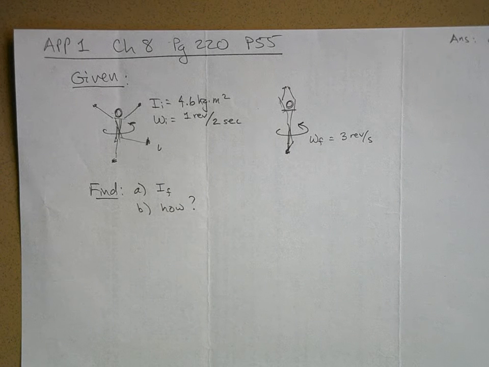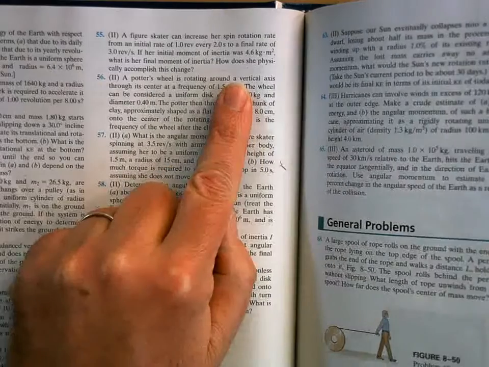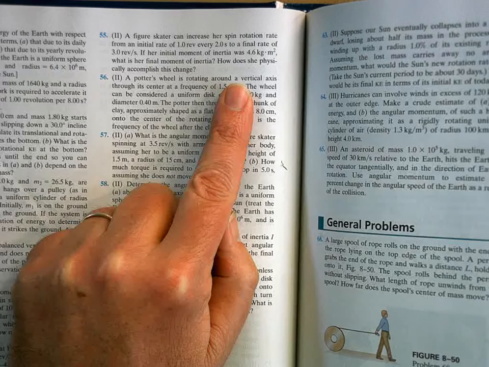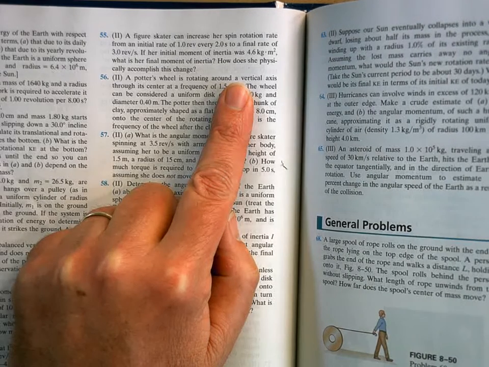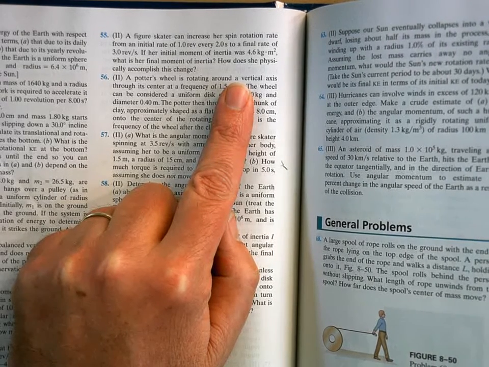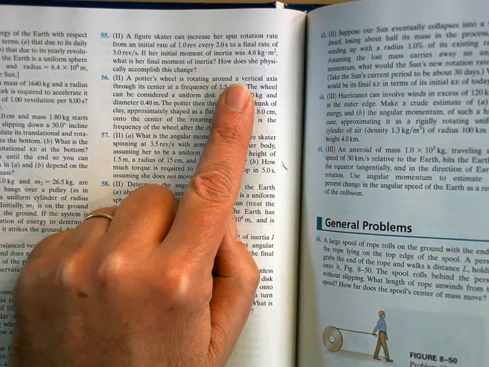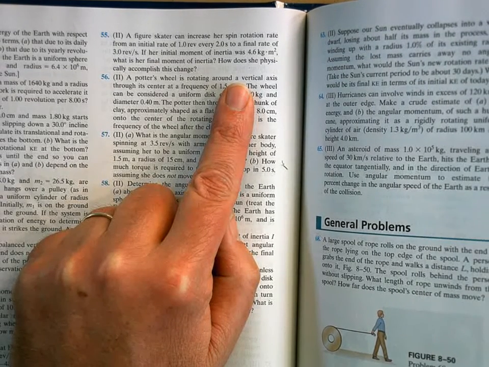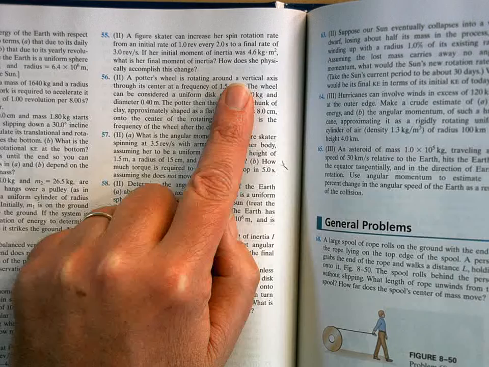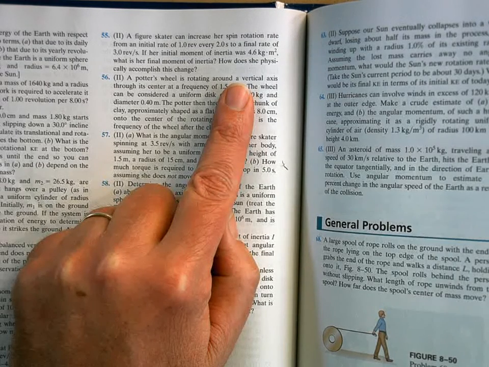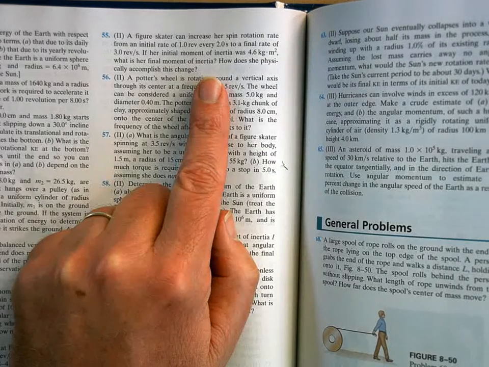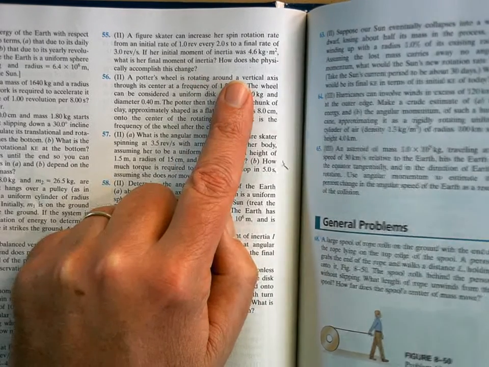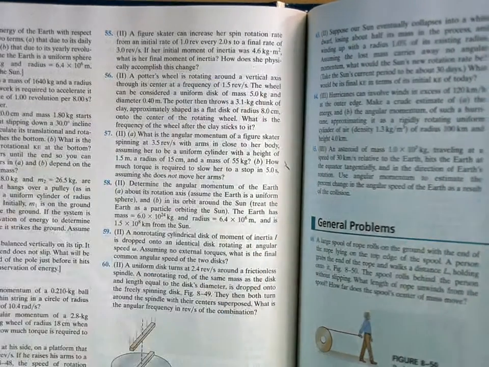Let's work problem 55 on page 220 in chapter 8. Here's the problem in the book. It says a figure skater can increase her spin rotation from an initial rate of 1 revolution every 2 seconds, which is an odd way to put it, to a final rate of 3 revolutions per second. If her initial moment of inertia was 4.6 kilogram meters squared, what is her final moment of inertia, and how does she physically accomplish this change?